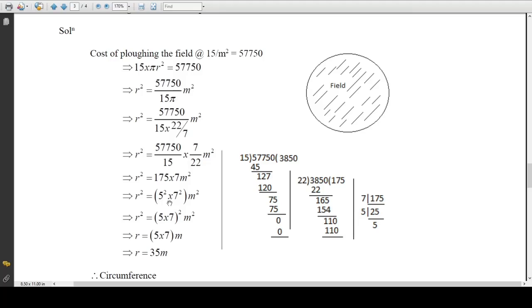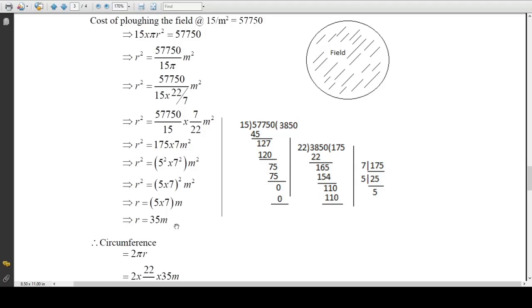Or 5 multiplied by 7 is 35 square. R square is 35 square, therefore R will be 35 meter. We have got the radius to be 35 meter.